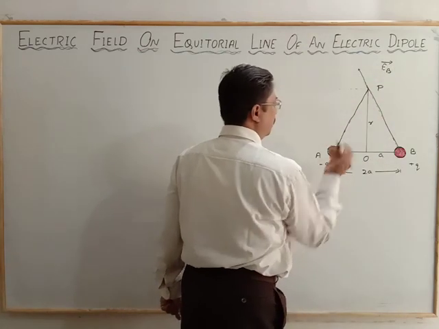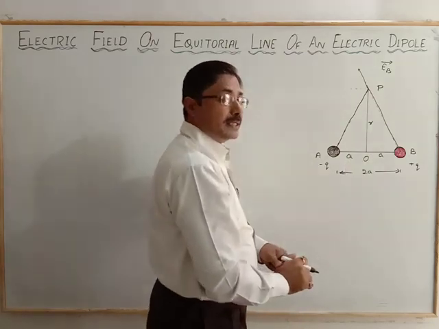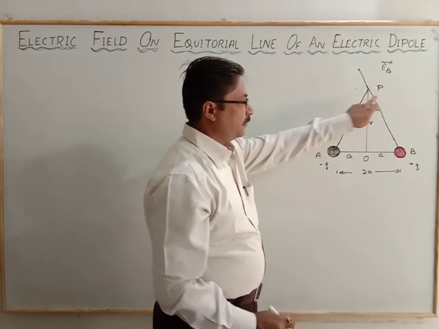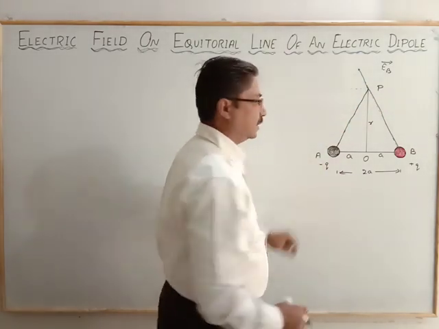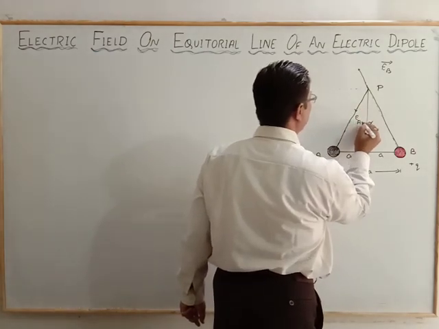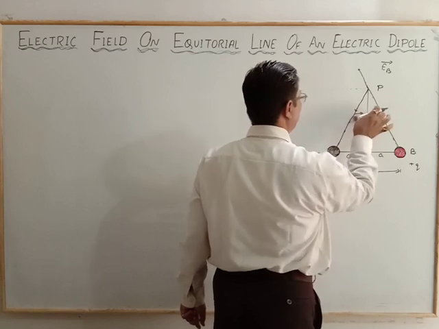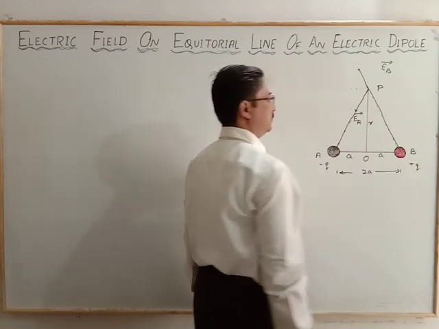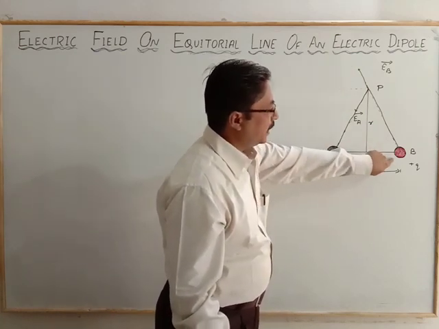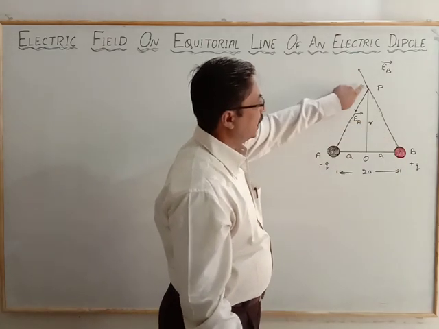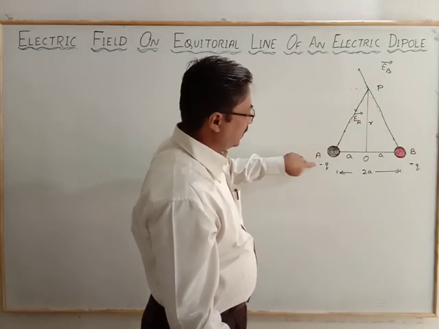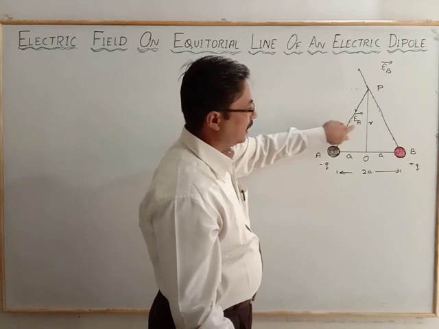And from P, if we consider the test charge here at point P, the positive test charge will move toward the negative charge. So the field direction will be here the EA vector. So we have two vectors: one from the positive charge directed outward, that is the EB vector, and one directed towards the negative charge, that is the EA vector.